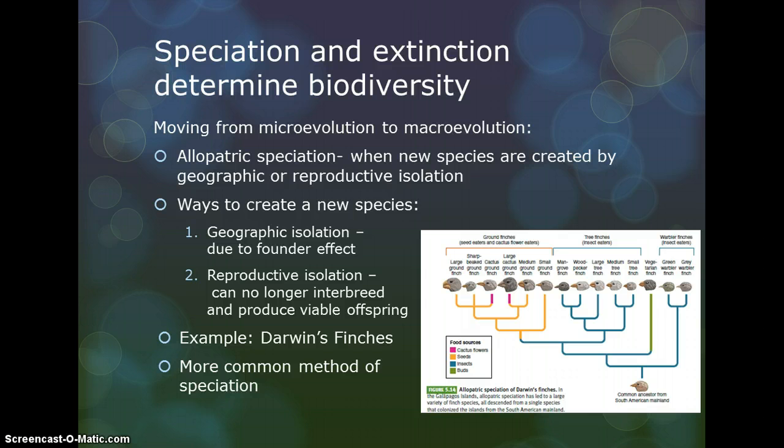Geographic isolation is due to the founder effect. So again, a subset of individuals from a large population colonize a new area that is physically separate from the original population. Connecting it back to Darwin's finches, Darwin's finches from the mainland got blown over to the Galapagos Islands, and as a result, they were geographically isolated from those individuals on the mainland. You can also have a similar situation happen with birds over a mountain.